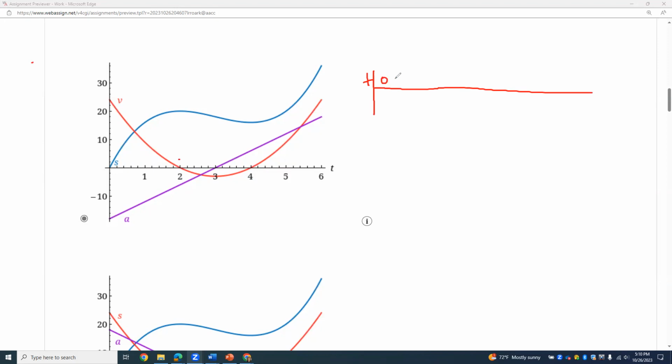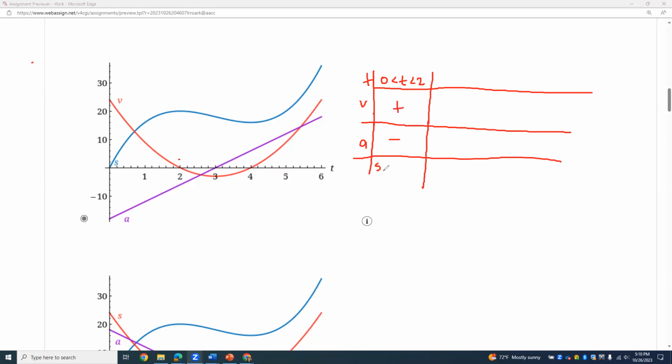Between 0 and 2, right? My velocity, just to keep track of my signs, my velocity was positive. My acceleration is negative. So what does that mean? It means I'm slowing down between 0 and 2. Okay, does that make sense? And then let's see what else is happening here.